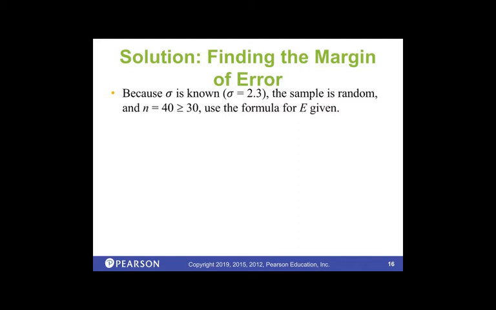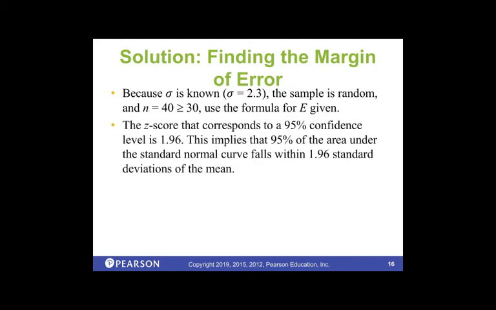Use the formula for E given. The z-score that corresponds to a 95% confidence interval is 1.96. Again, we got that from the chart that you saw a moment ago. This implies that 95% of the area under the standard normal curve falls within 1.96 standard deviations of the average.